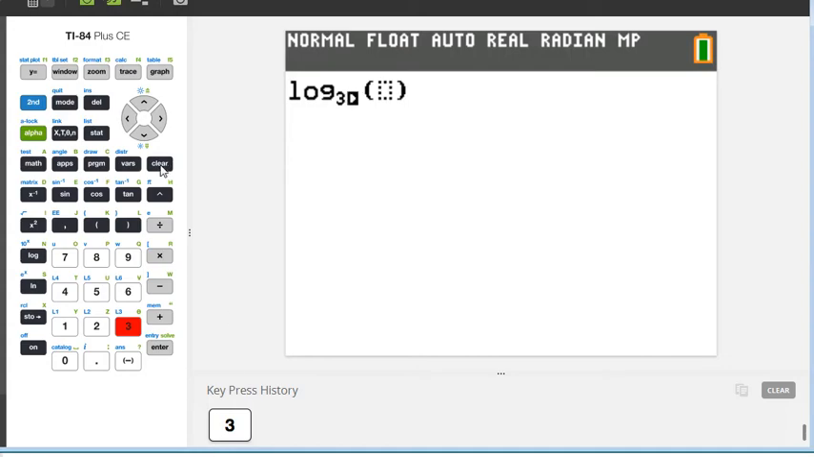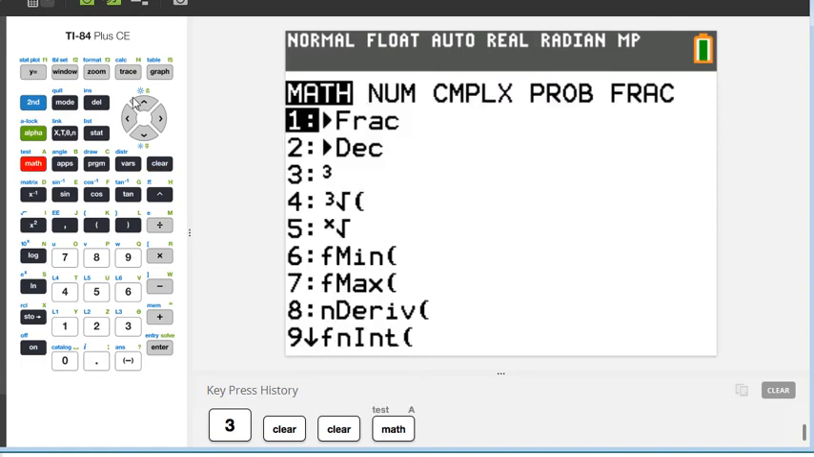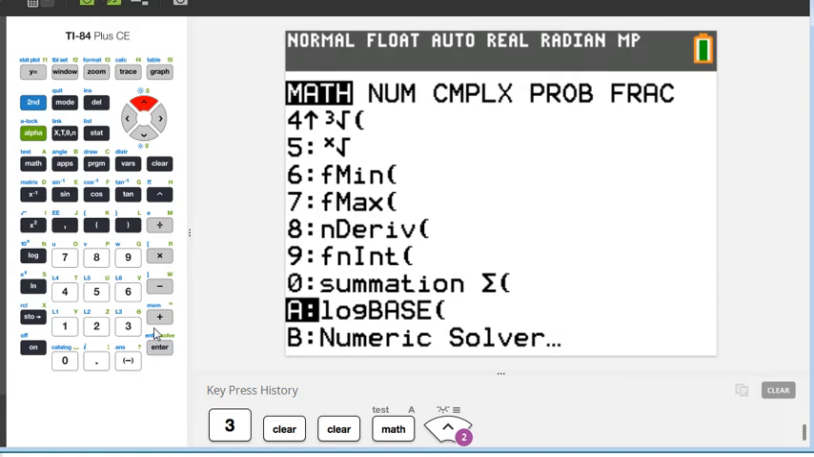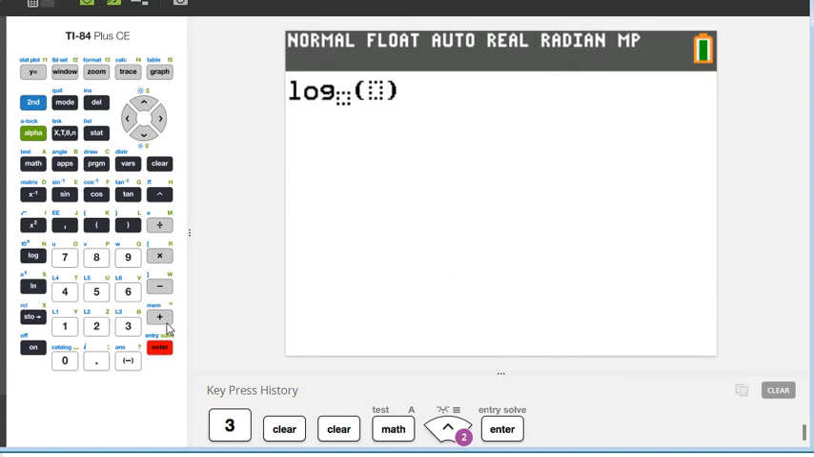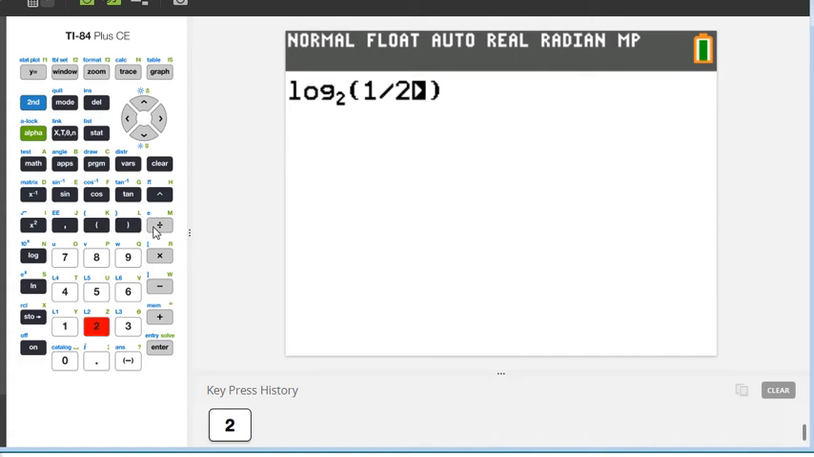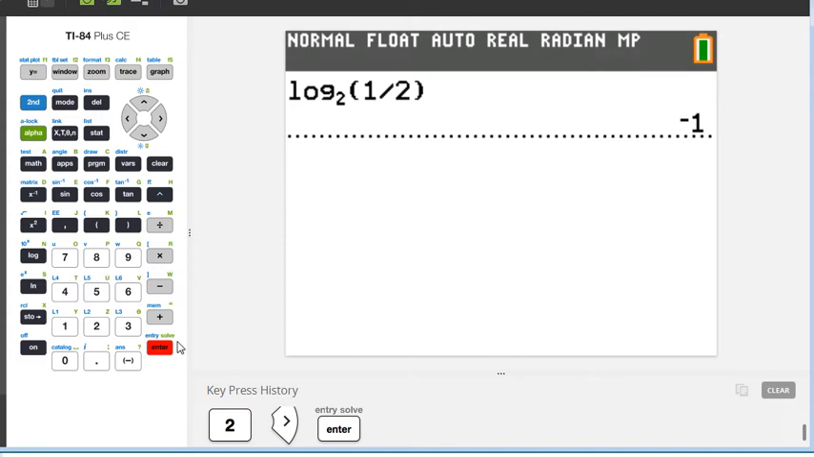Remember log base? Well, let's pull that up again. That was Math Menu, log base. Let's look at our first example we just looked at. Log base 2 of 1/2, 1 divided by 2. We got -1 for our answer, and so did the calculator. So we can always check ourselves with this.